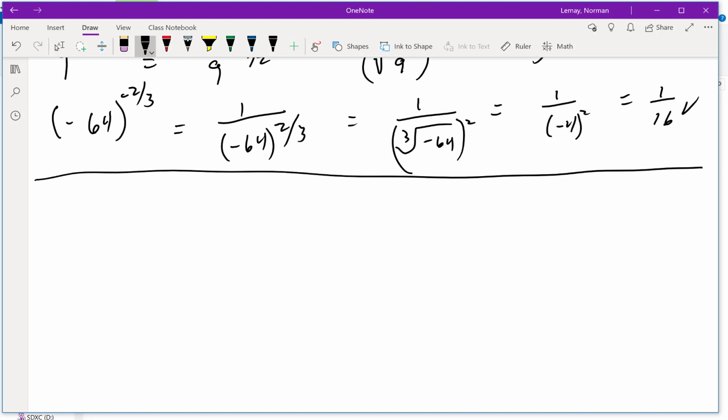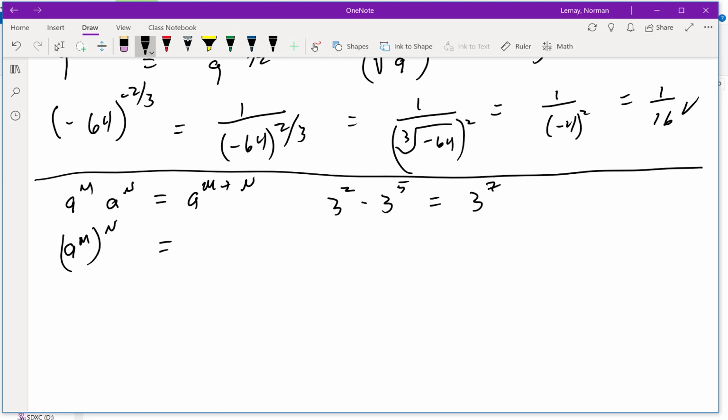The idea is that if we have like bases, we get a to the m times a to the n power, and the interesting thing is this rule says that we add the exponents together. So if I had 3 squared times 3 to the 5th power, this just boils down to 3 to the 7th power. Our next rule says that if we take a, raise that to a power, and then raise it to another power, then this rule says that we just multiply the exponents.